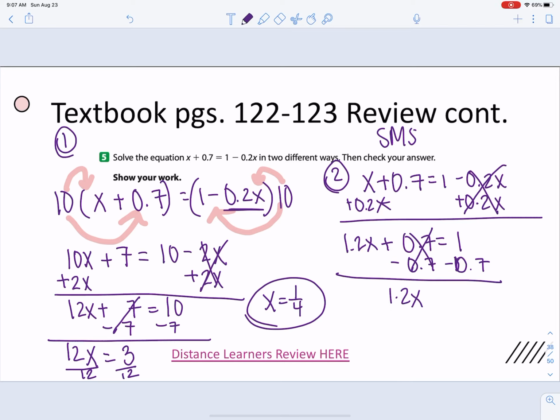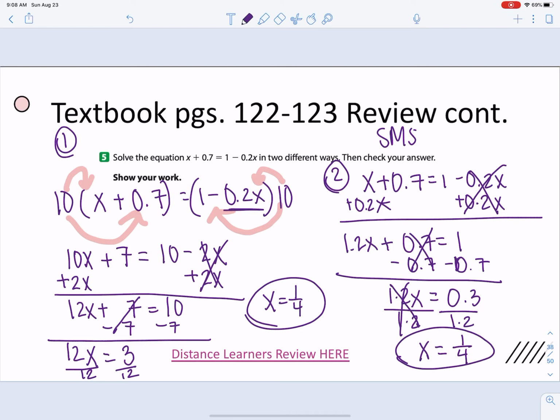So 1.2x is equivalent to 0.3. And finally, I'll divide both sides by 1.2. Remember, you can use your calculator through this. It'll definitely help you out, so you don't have to try to do long division. And then x is equal to 0.3 divided by 1.2, which is also 1/4.